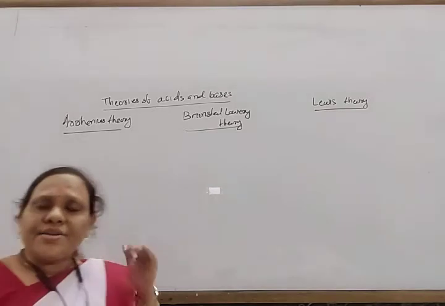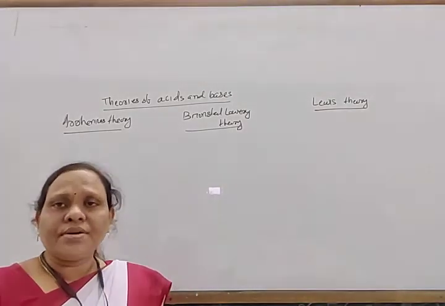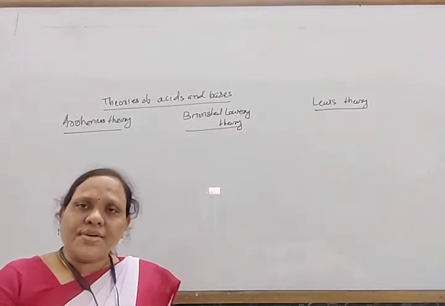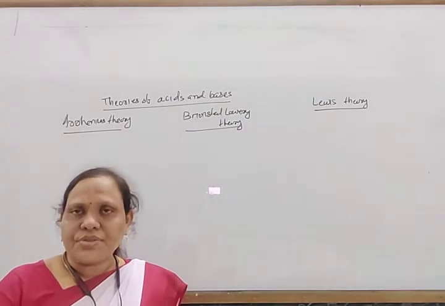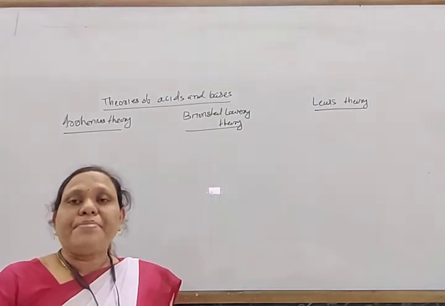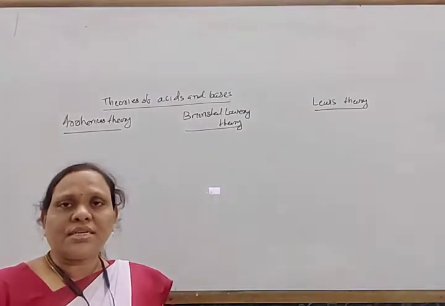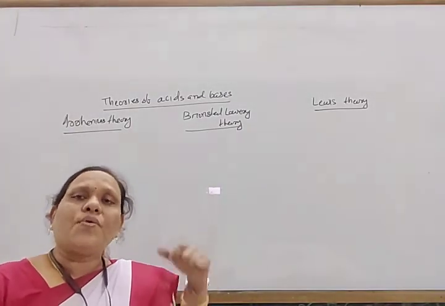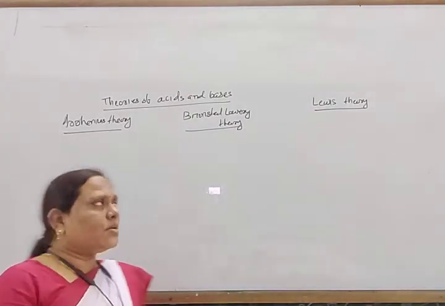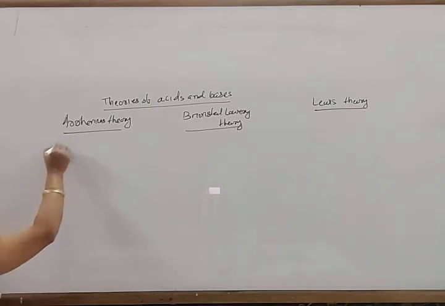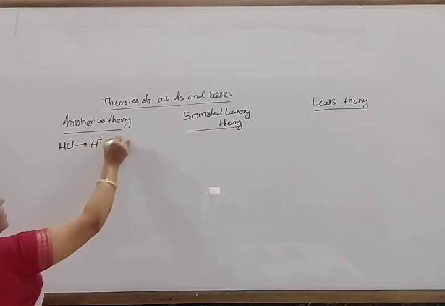According to Arrhenius theory, an acid is a substance which gives H plus ion in aqueous solution. It generally contains a hydrogen atom and gives H plus ion in aqueous solution. A base is a substance which generally contains a hydroxyl group, that is OH, and gives OH minus ion in aqueous solution. Look here. According to Arrhenius theory, suppose HCl is there, it gives H plus and Cl minus.